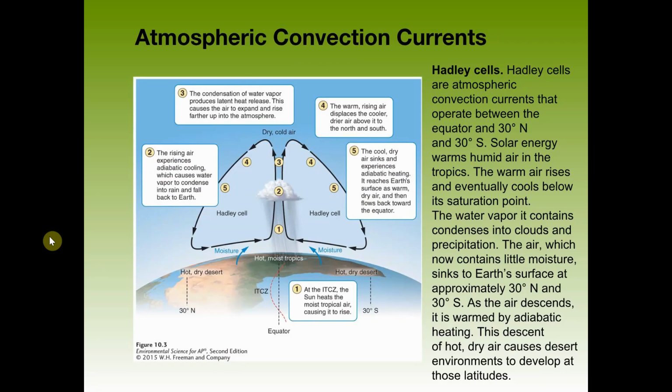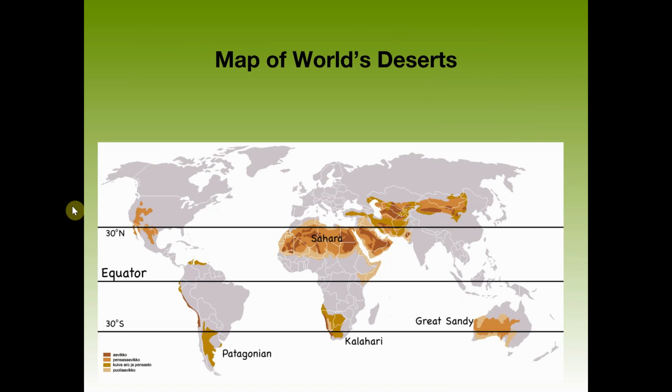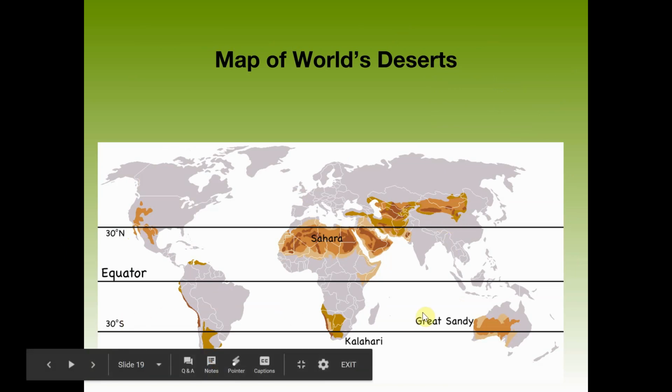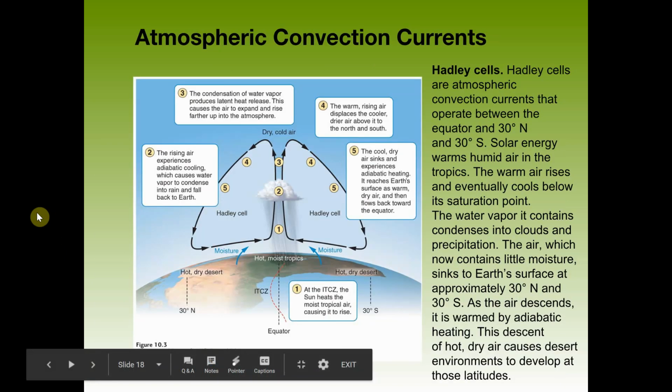Well, once it drops all of its rain, now we have very, very dry air that's settling back down at the 30-degree north and 30-degree south mark. So if we look at that latitude across the world, what do we find? That's where we find all of our major deserts. If we trace right along the 30-degree mark, give or take, we can find a lot of our major deserts. I always thought that was kind of cool.